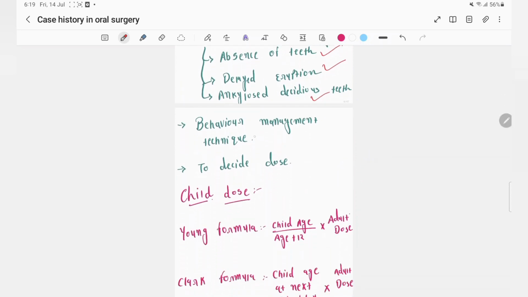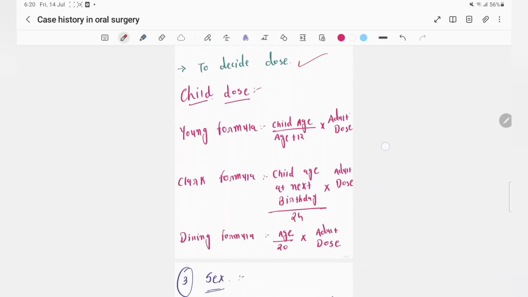Then to check a behavior management technique in pedo patients, we have to follow this behavior management technique. Now to decide the dose, according to age we are giving the dose. For that we have 3 formulas like Young's formula, Clark's formula and Dilling's formula.